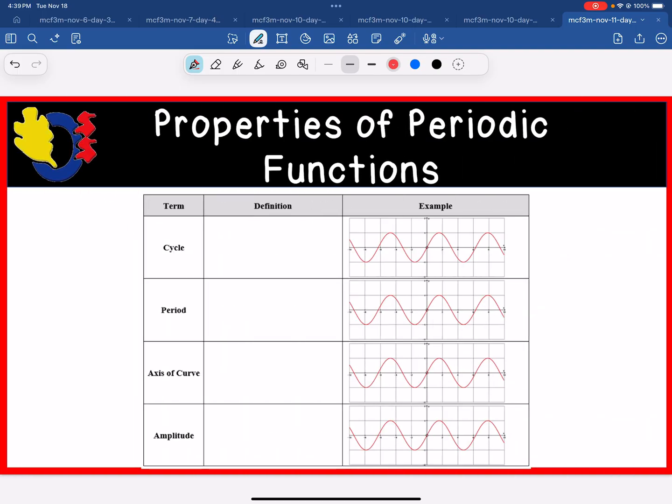All right, so we're going to look at some properties of periodic functions here. Just to redefine a few things. A cycle is the smallest complete repeating pattern of the graph. Just as I was demonstrating earlier, we could pick a max and a max. You could call that one cycle. And then from this max to this max, that would be another cycle.